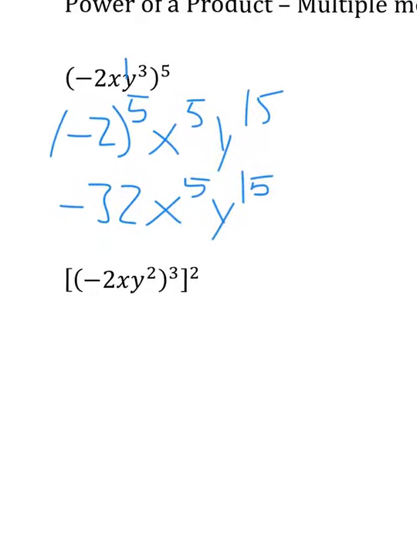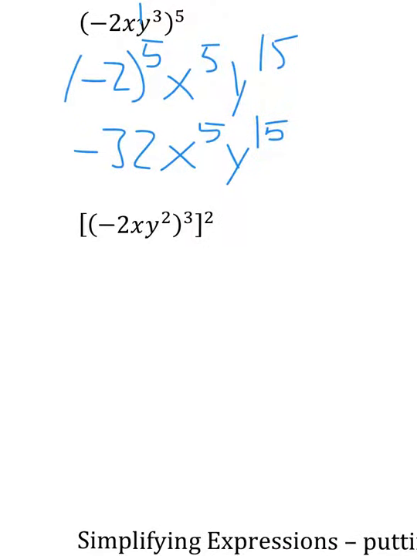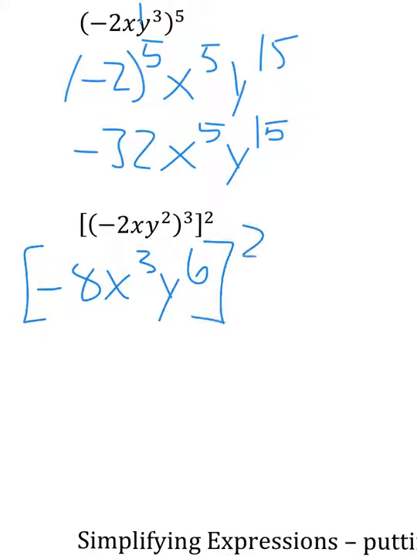For this next one, we have a few more steps. So we have to cube that inside part first and then square all of that. So we'll have negative 2 cubed, which gives us negative 8. And then x to the 1st cubed, which is x cubed, and y squared cubed, we multiply those exponents, gives us y to the 6th. Okay, and then we have all of that squared.